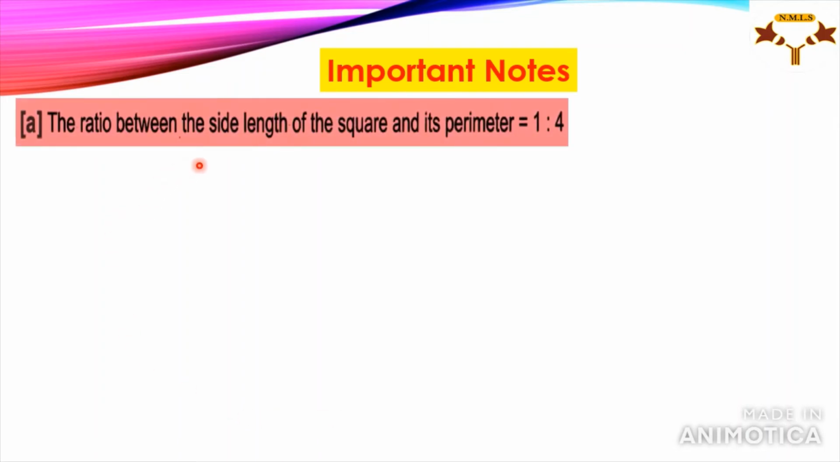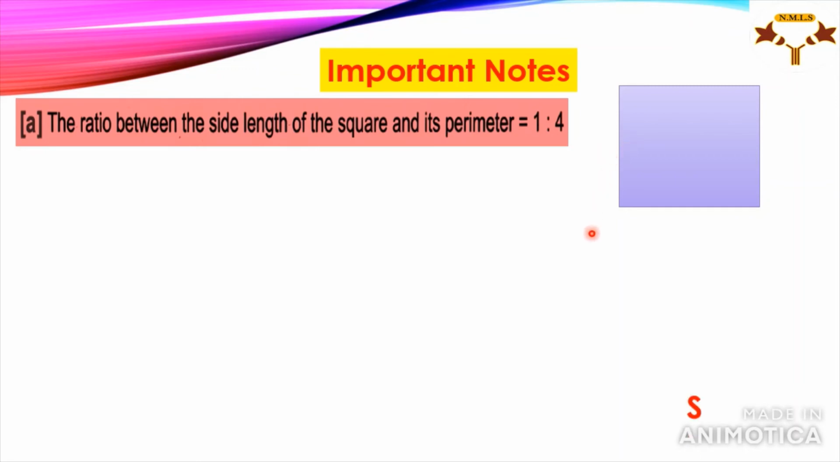Important notes. Number A, the ratio between the side length of the square and its perimeter equals 1 to 4. Let's figure out how the ratio between the side length of the square and its perimeter is 1 to 4. It is a fixed ratio. Every time you are asked about the ratio between the side length of the square and its perimeter, you will say 1 to 4. It's an important question. It came in the complete or in the choose.